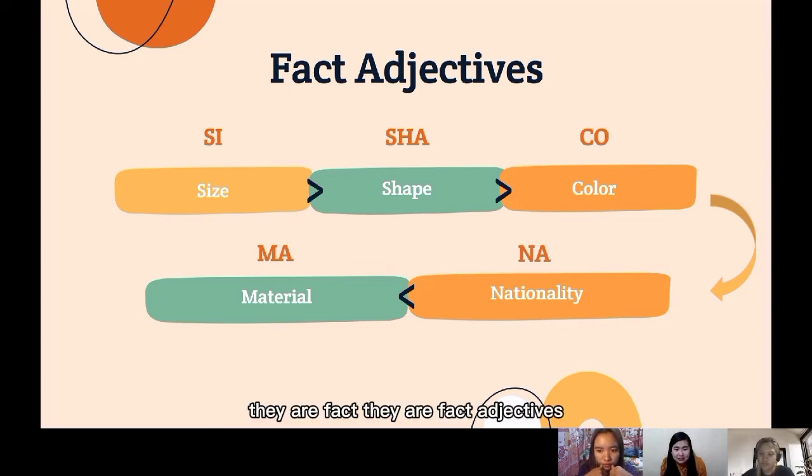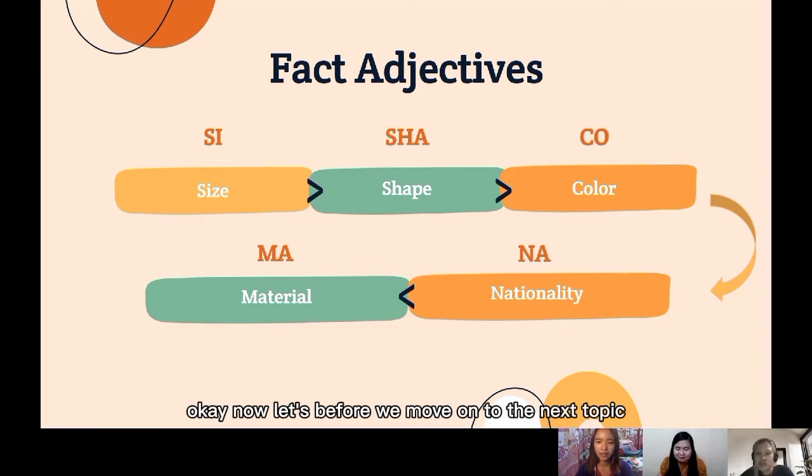They are fact adjectives. Please categorize the fact adjectives used. Okay, so new is an opinion adjective, and blue is a fact adjective, and cotton is a fact adjective. Okay. I'd like to correct the new. The new is part of the fact adjective since it indicates the age of something.